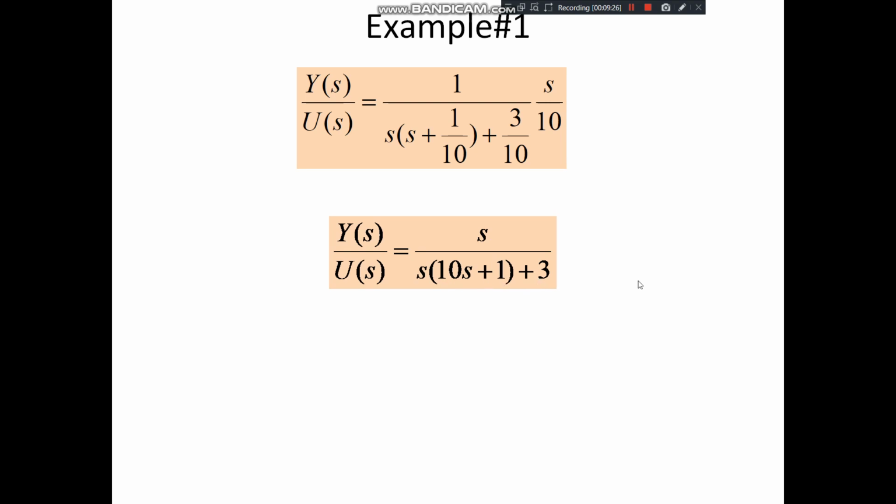So this is the transfer function obtained for the given mechanical system, which was represented in state space model. This is how one can convert the given state model into its equivalent transfer function model.